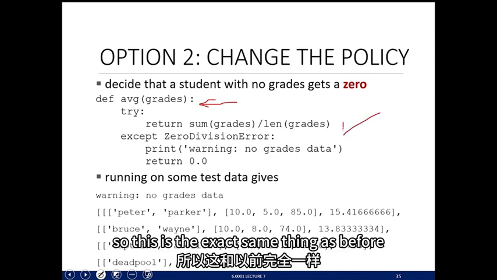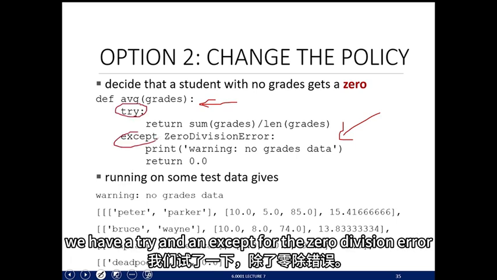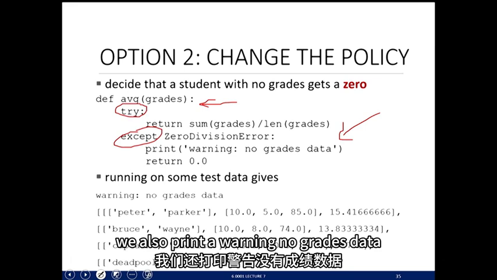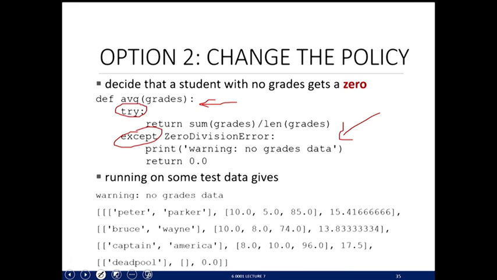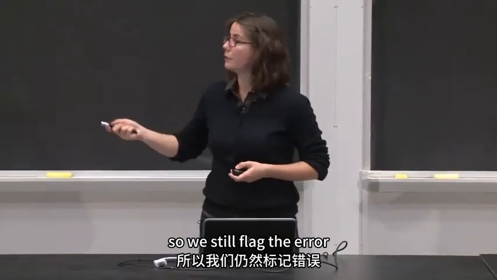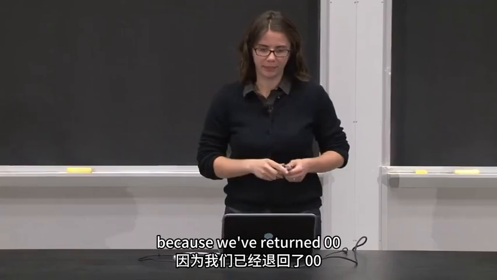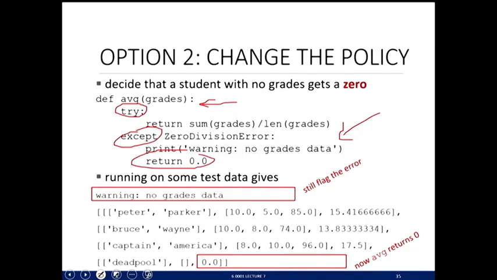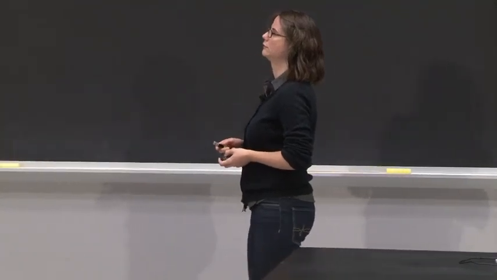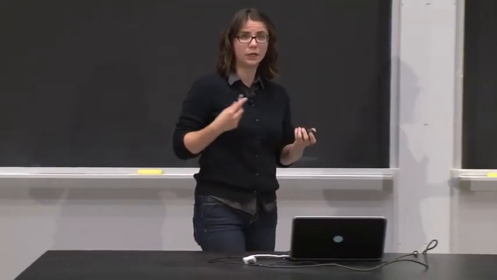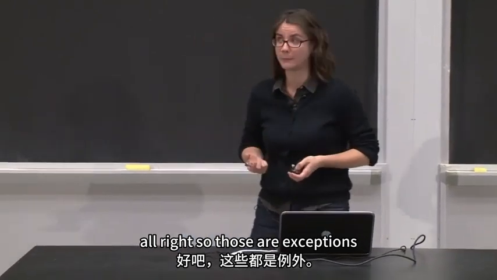So this is the exact same thing as before. We have a try and an except for the zero division error. We also print a warning, no grades data, and then we return a 0. So we still flag the error, and now instead of a none, we get a 0 because we've returned 0.0 here, as opposed to just leaving it blank. Okay. All right, so those are exceptions.